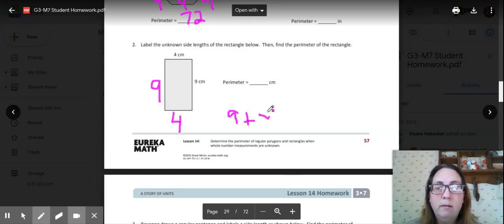9 plus 4 plus 9 plus 4. Pause the video to complete that and write the perimeter.